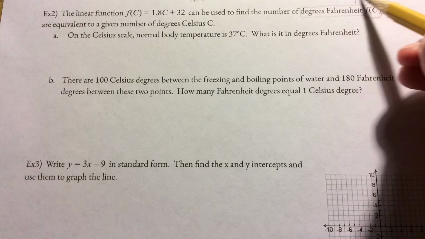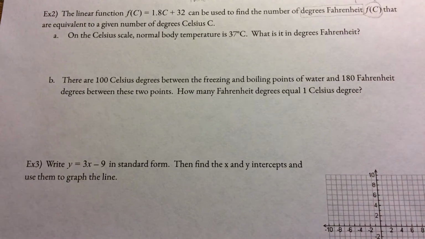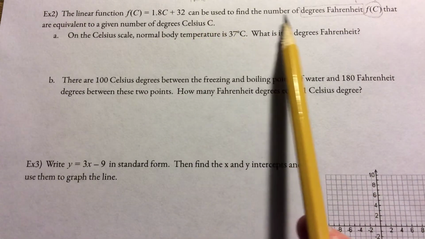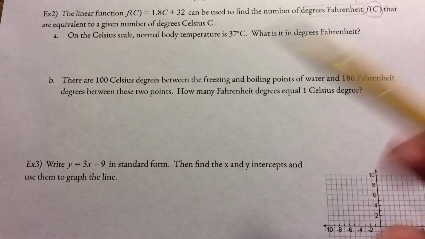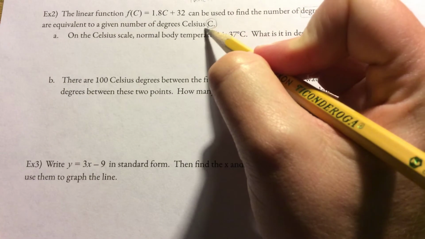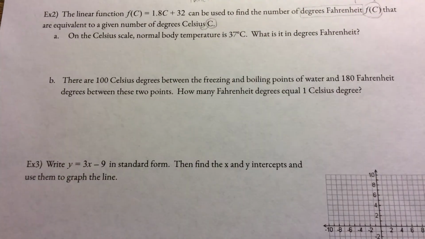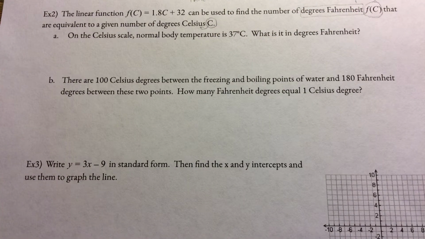So that goes with this. It can be used to find the number of degrees Fahrenheit that are equivalent to a given number of degrees Celsius C. So this is saying that this capital C represents degrees Celsius here. So part A, on the Celsius scale, normal body temperature is 37 degrees. What is it in degrees Fahrenheit?